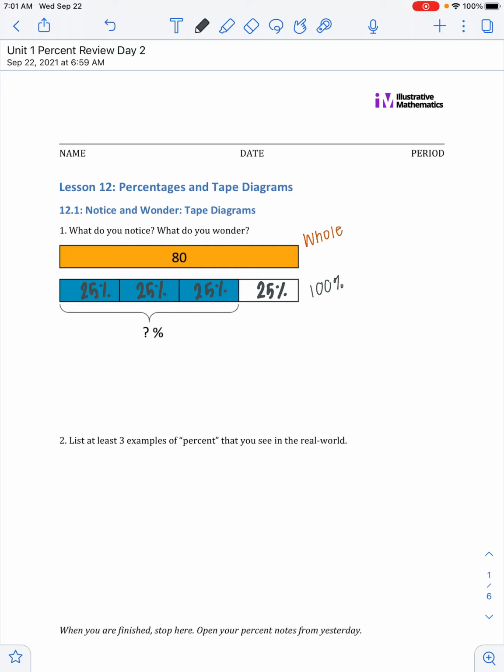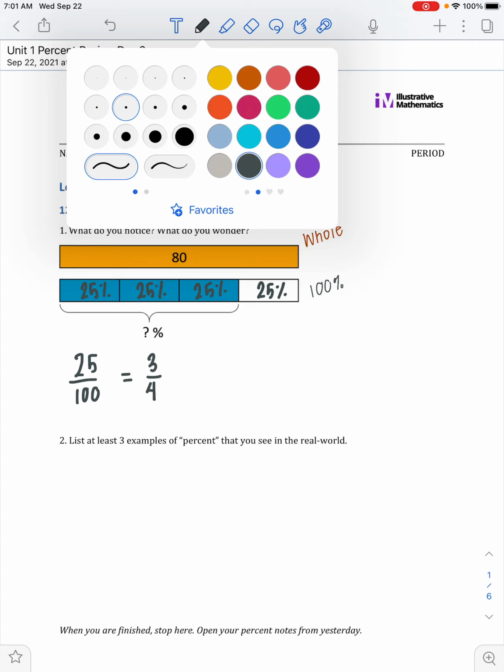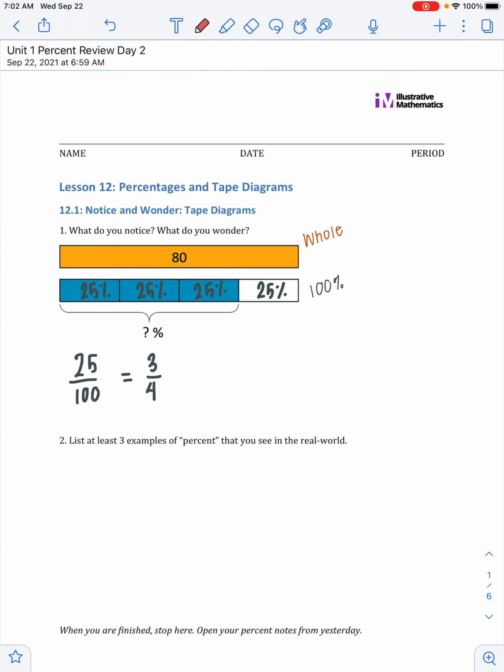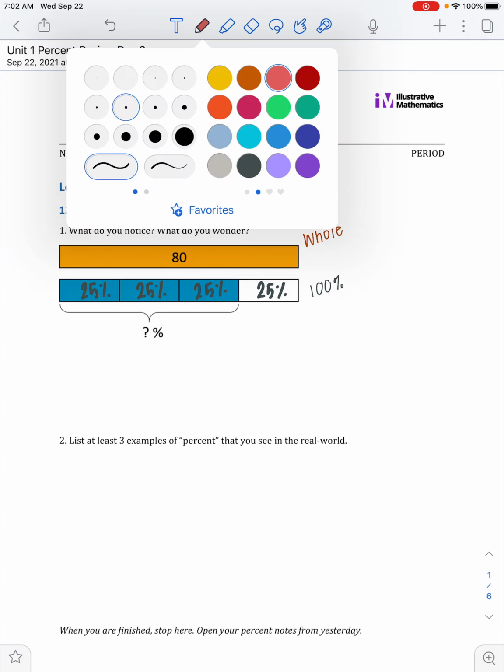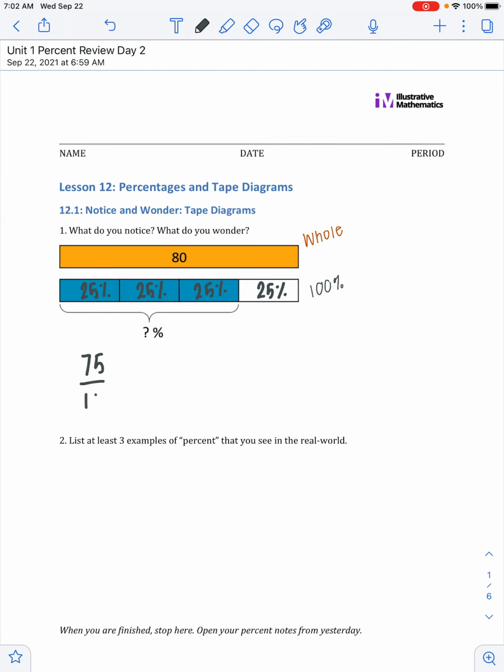And the math checks out on that. 25 over 100 is equal to 3 out of 4, or 3/4. And the reason why is because if we divide 100 divided by 25, we get 4. And just realizing now that I messed this up, so scratch that. What I meant to write is 75 over 100 is equal to 3/4. That checks out, because if we divide the top and the bottom by 25, we end up at 3/4.